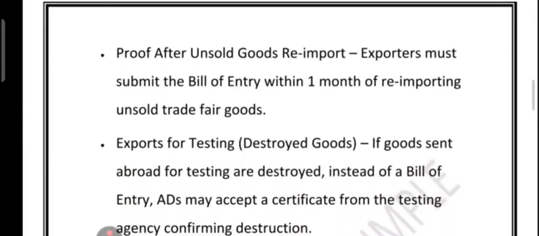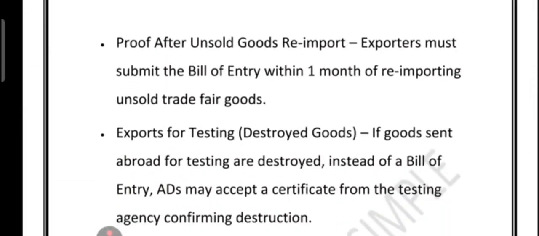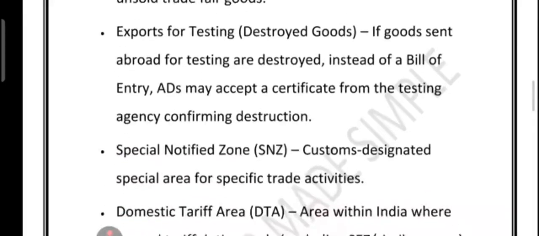Remember this key point. Now, what if you send goods abroad for testing and they get destroyed? In that case, you don't need a bill of entry. Your bank can accept a destruction certificate from the testing agency instead.